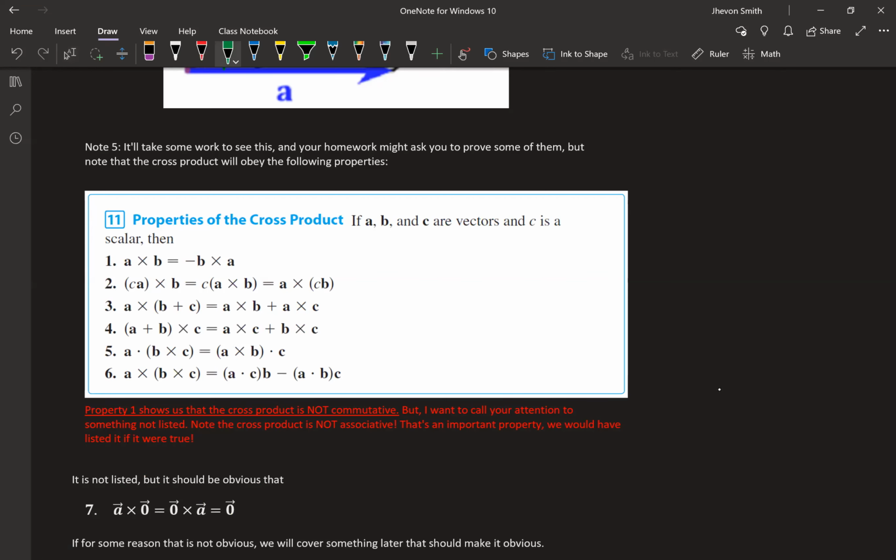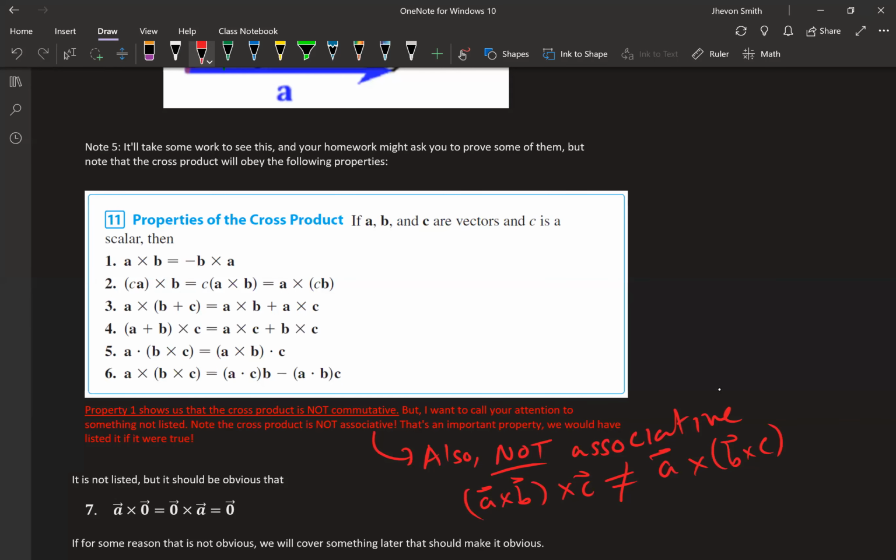Also, I do want you to pay attention to this, something else that the dot product would work with, but the cross product does not. The cross product is also not associative. So I don't want you to think that this was left off in that box over there. It's actually on purpose. What does associative mean? It means you can move brackets and everything stays the same. Basically, if I take A cross B and then cross C, it is not the same as taking A and then crossing it with B cross C. If I move the parentheses over, I don't get the same thing in general.